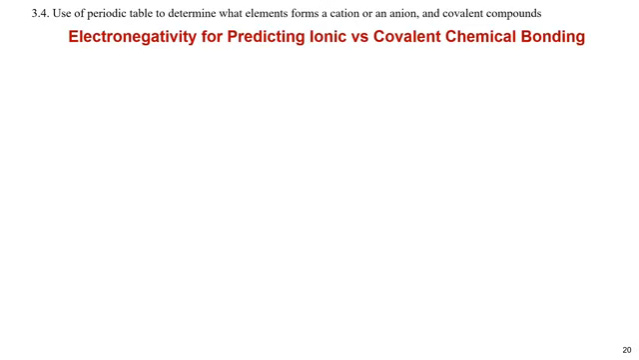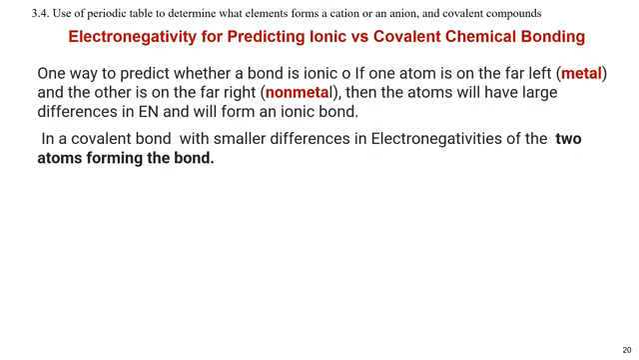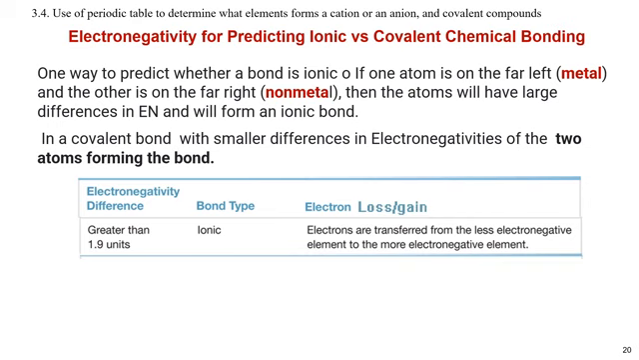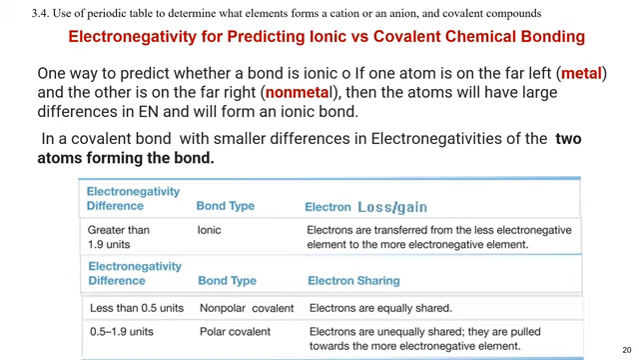I gave you the range. Greater than 1.9 is ionic bond. 0.0 to 0.5 is non-polar. 0.5 to 1.9 is polar covalent.